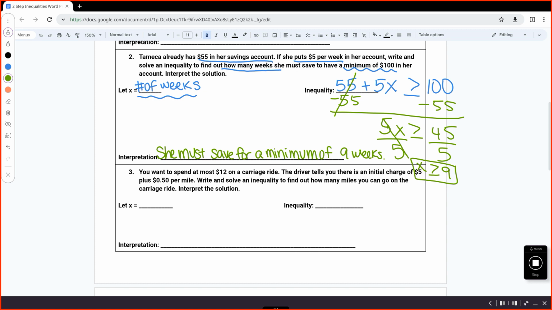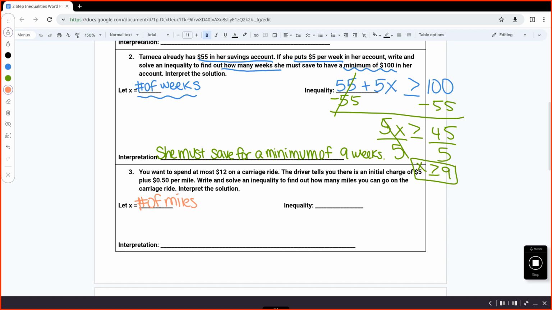Any of those work. All right, number 3, you want to spend at least $12 on a carriage ride. The driver tells you there is an initial charge of $5 plus 50 cents per mile. Write and solve an inequality to find out how many miles you can go on the carriage ride and then interpret the solution. So here we're going to say let x equal the number of miles.